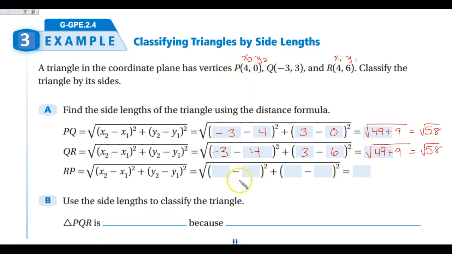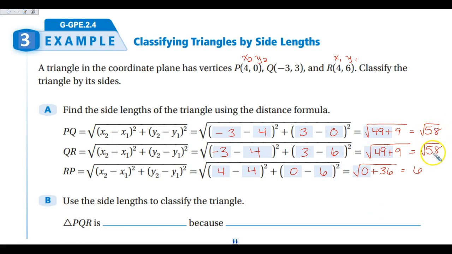So my x2 here is going to be 4 minus my x1, which is also 4. My y2 here is 0 minus my y1, which is 6. So 4 minus 4 is 0. Squared is still 0. 0 minus 6 is -6, and -6 squared is 36. So the square root of 36, because that's what these are going to add to, is simply 6.